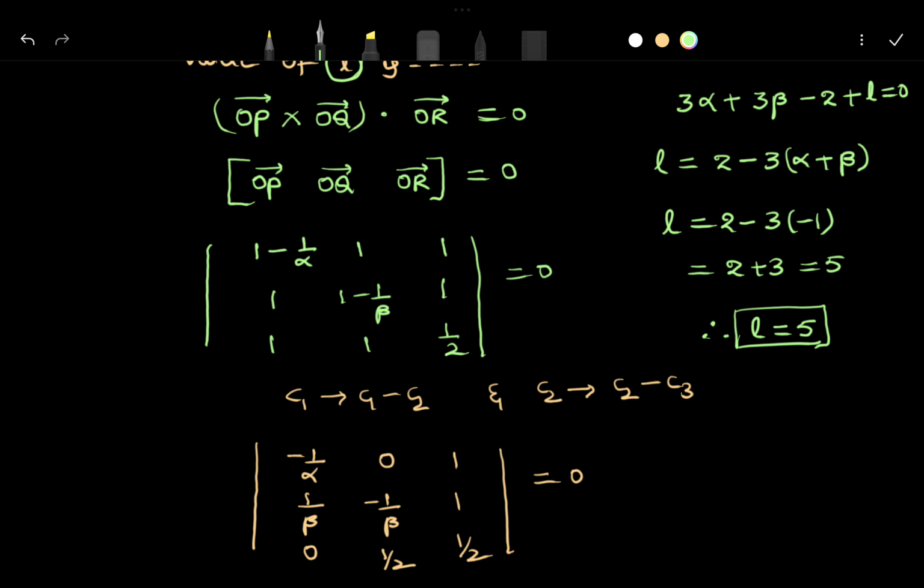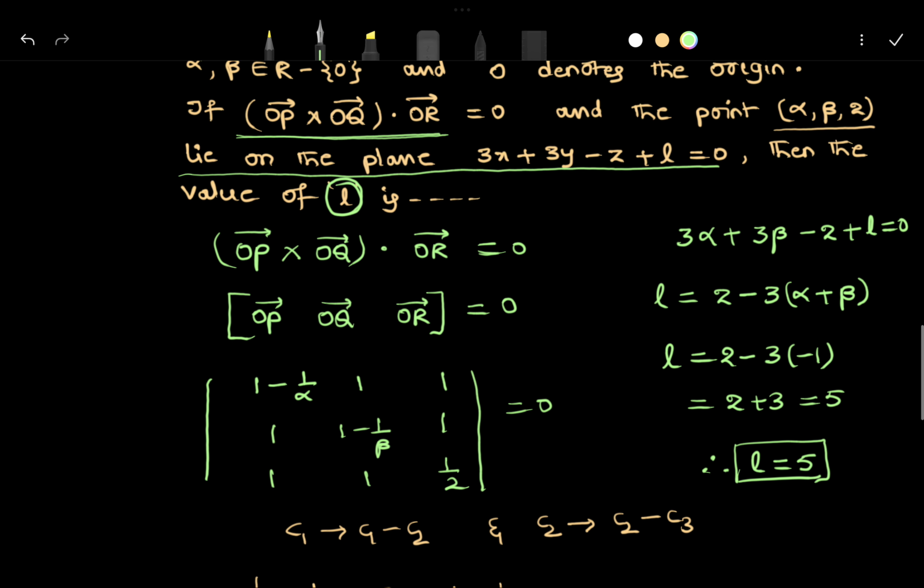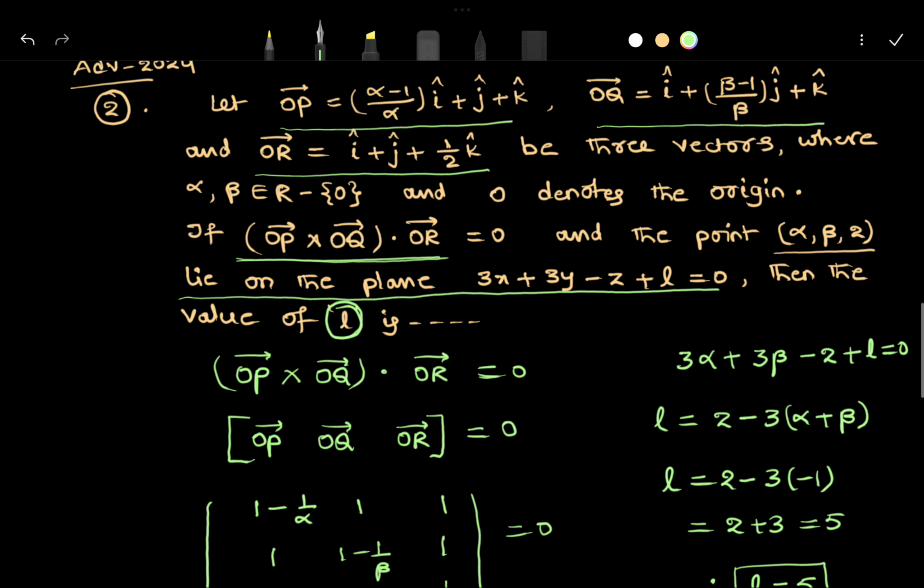Okay, so I hope this problem is very simple, and whoever knows the basics in vectors, they can attempt this problem. Okay, I hope everyone is clear this problem. So finally, what is your answer? 5 is the correct answer.